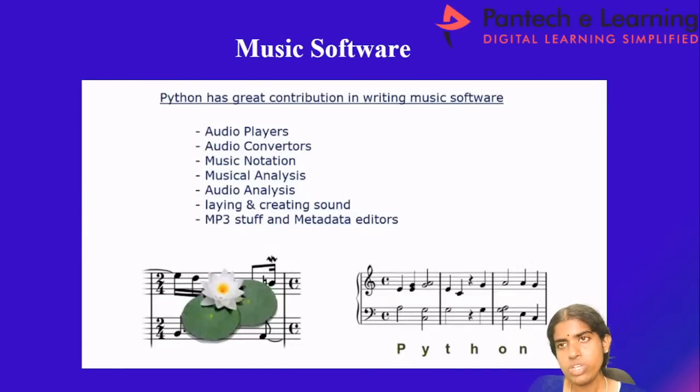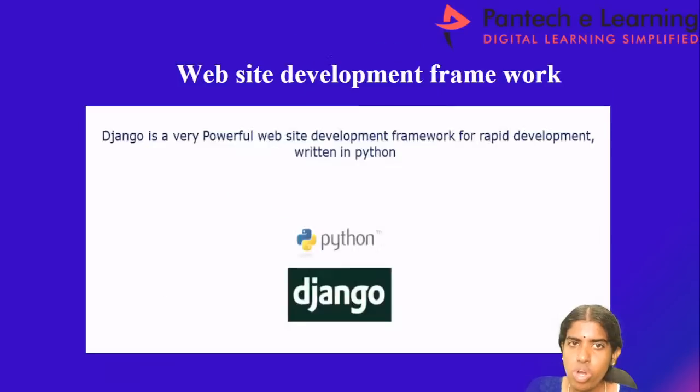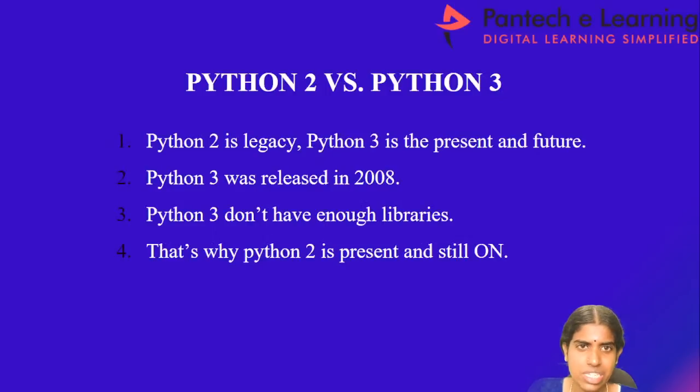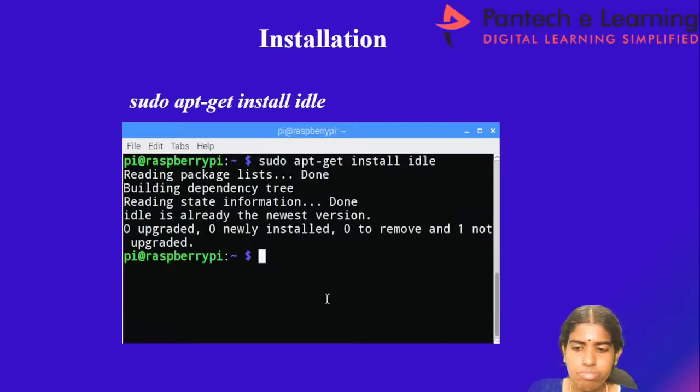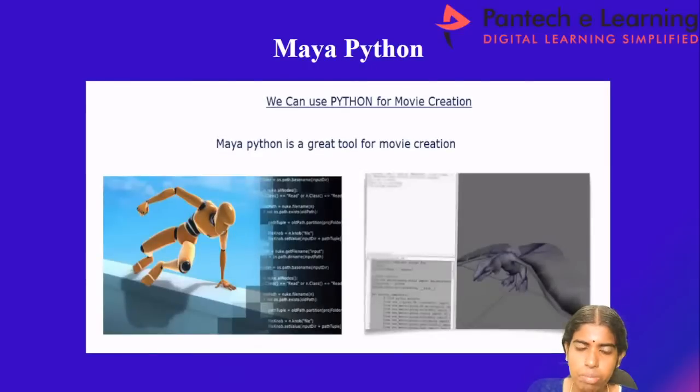You can see it can be applied across a variety of fields, from the musical industry to the medical industry. Clear with this? It can be used as a movie creation tool. Today many online movie sites, Netflix, Amazon Prime, are growing at a very fast rate. So Maya Python is a tool written in the Python language.